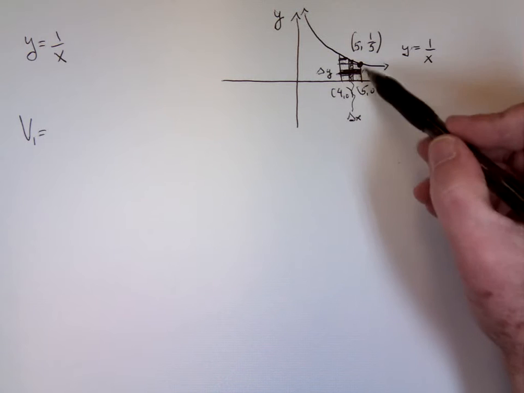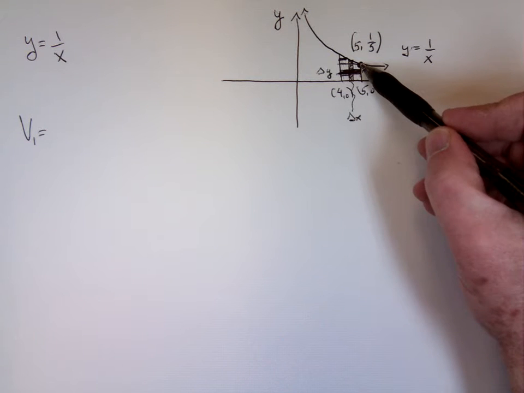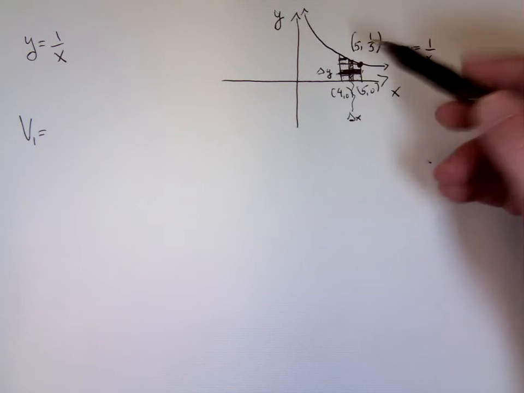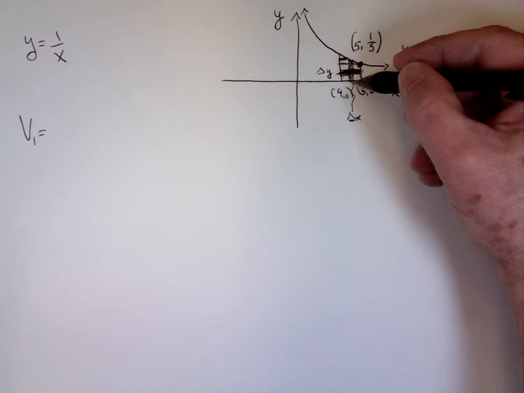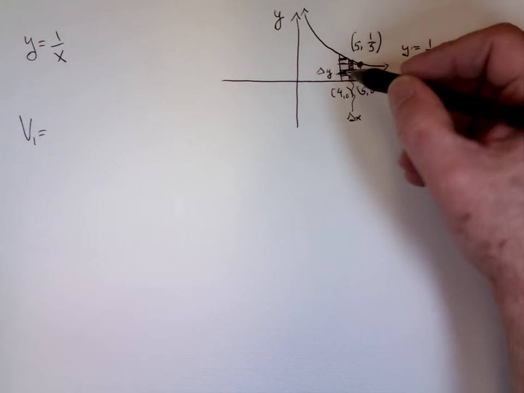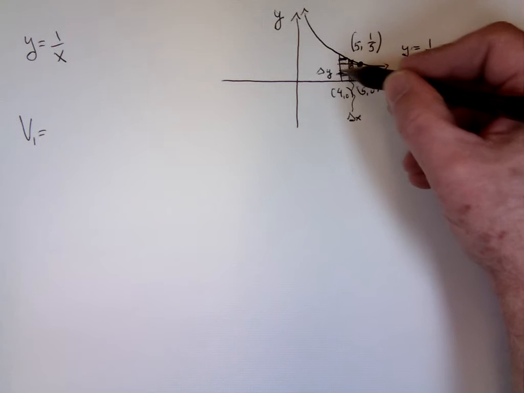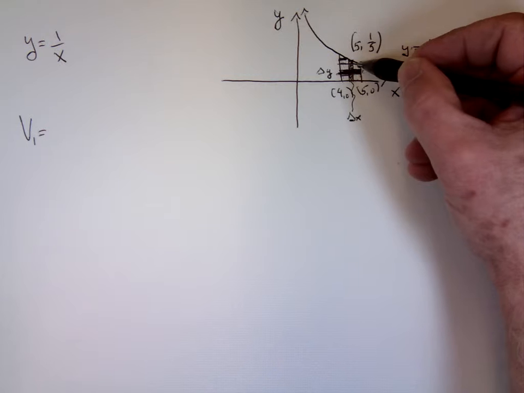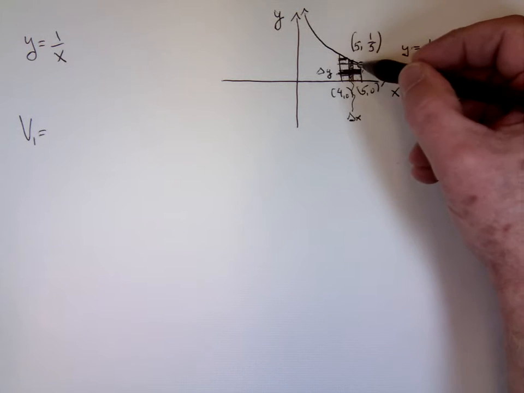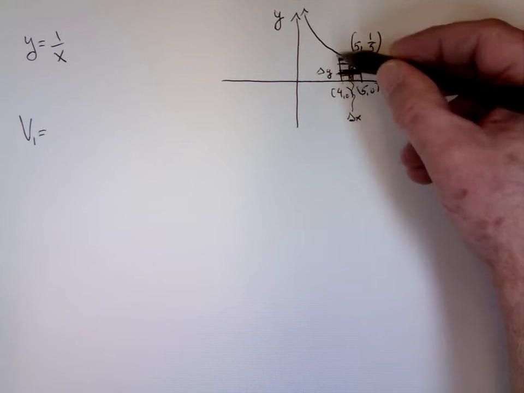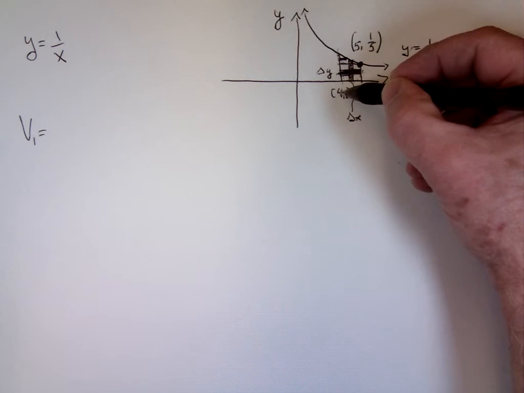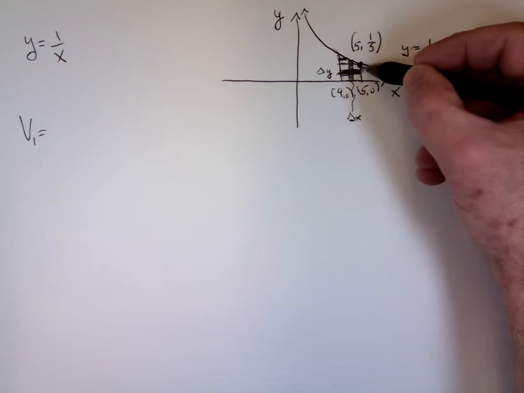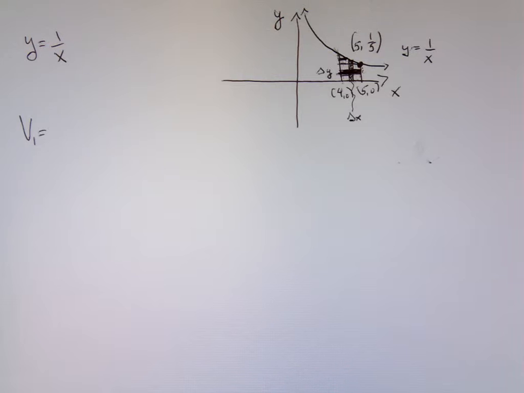Okay? This point right here is 1/5. As we move this rectangle up, the rectangle is a constant length of 1 until we get to this point. Then the rectangle starts changing its length because the left end point is on this line, x equals 4. The right end point is on the curve itself. So we have two separate integrals to set up for this volume. Just the way it is.